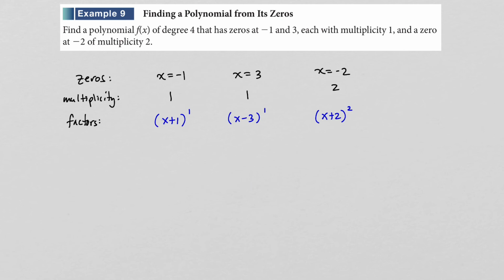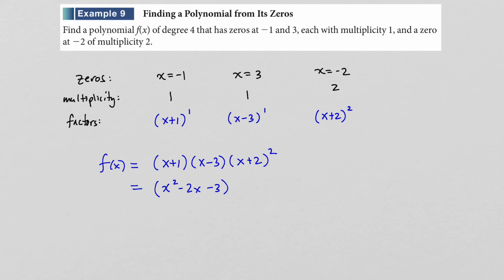Now we can get the polynomial function itself, f of x, by simply multiplying all of these factors together. So that's x plus 1 times x minus 3 times x plus 2 to the second power. Now, all I have to do to finish this is just multiply it out. So if we multiply out these first two factors, x plus 1 times x minus 3, we get x squared minus 2x minus 3. I will also multiply out x plus 2 to the second power. So remember, just think of that as x plus 2 times x plus 2.